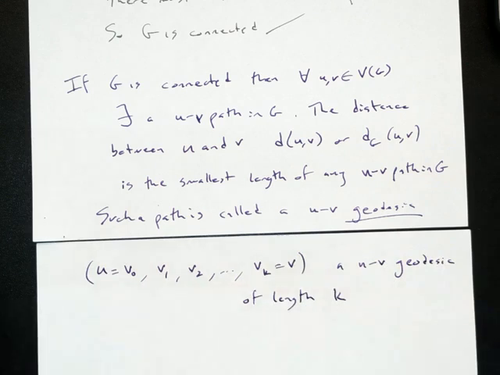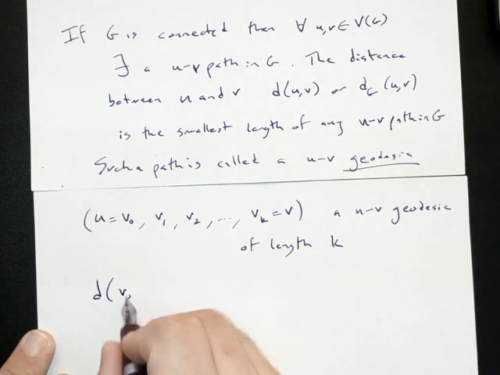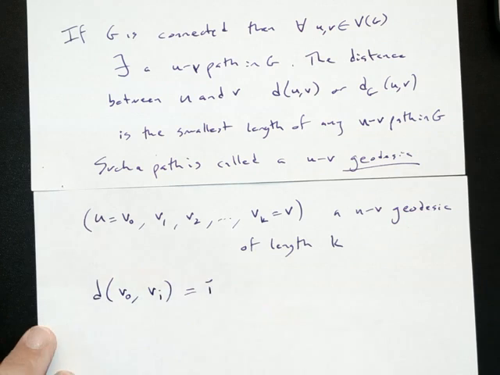So let's suppose we had a UV geodesic and it looked like this. V0, V1, V2 up to Vk, where U is equal to V0 and Vk is equal to V. This is my shortest path. Well, this is a shortest length path between U and V. Again, a geodesic might not be unique. That's a claim. I claim the distance from V0 to any of those other vertices must be the same as the subscript. Why is that true?